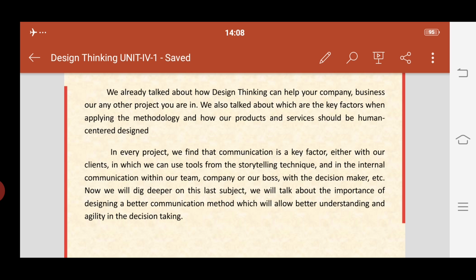Later we can discuss the next topic, in design thinking unit 4, the tiles toolkit. Tiles is one more toolkit, a very important concept to learn in design thinking. In the further video we can learn about the tiles toolkit.